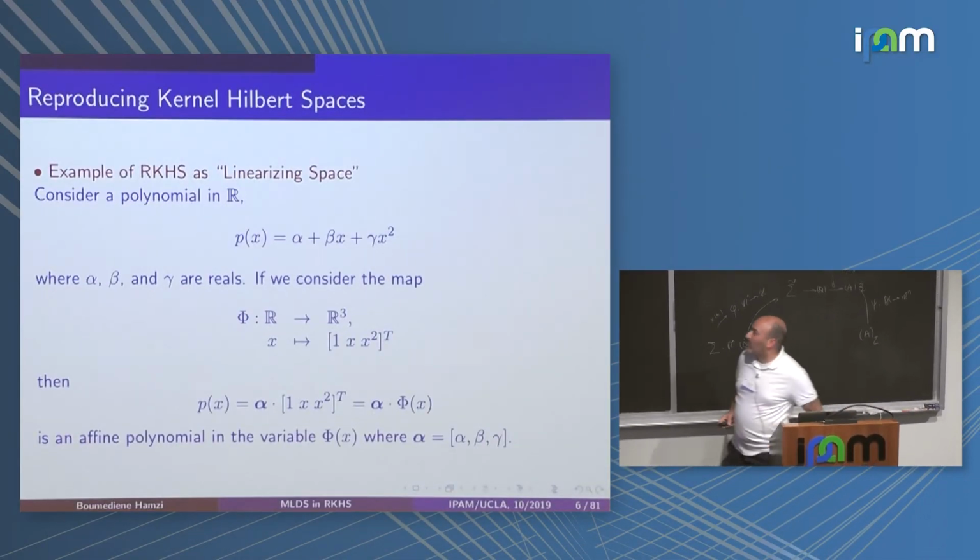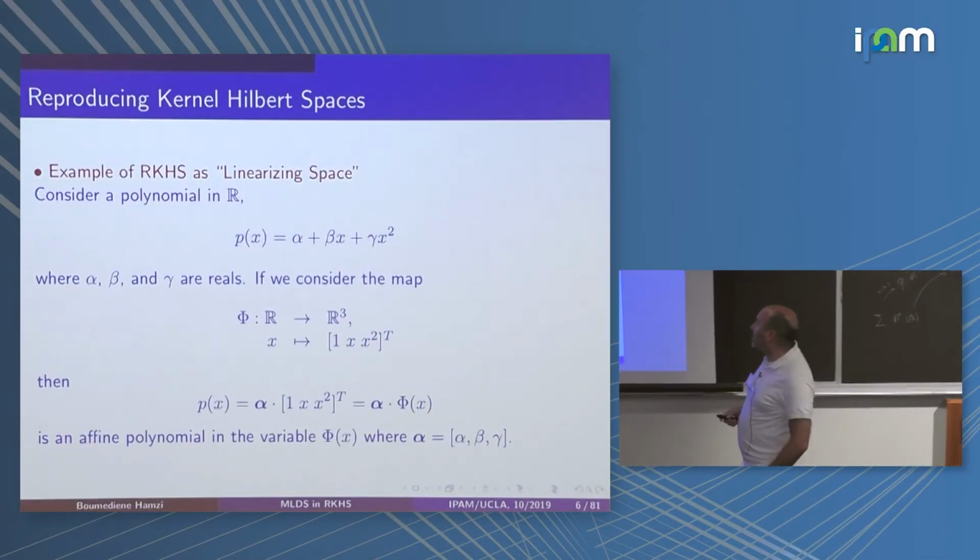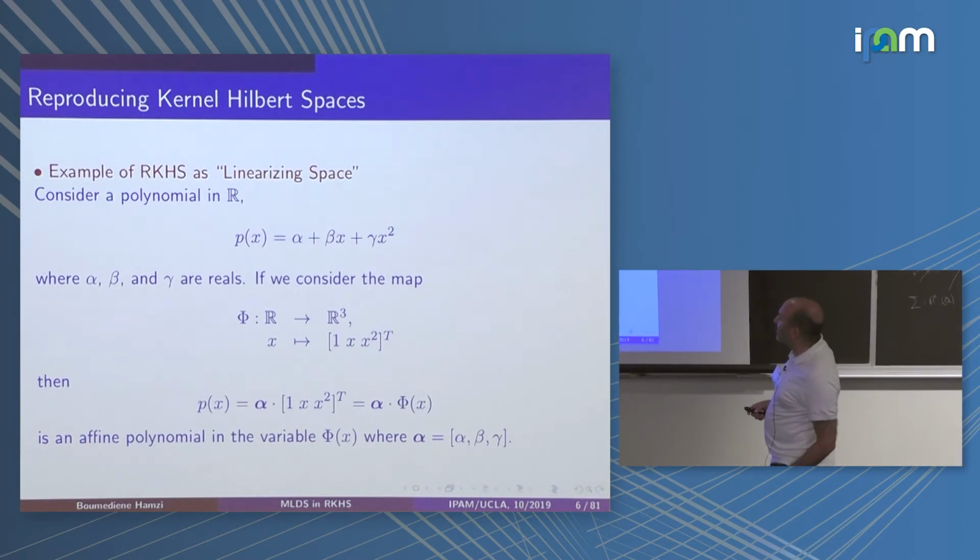So here is an example of how nonlinearity can be dealt with by going into higher dimensional spaces. If you consider a nonlinear polynomial P in R, and the map from R to R3 that takes x to (1, x, x squared), then P of x becomes affine in phi of x.